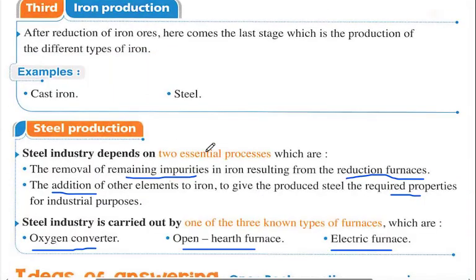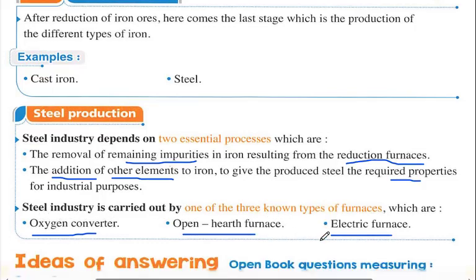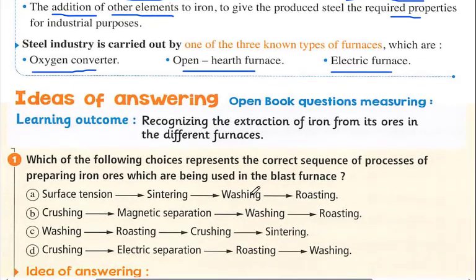so here in production, we get rid of the remaining impurities inside the iron and add some elements to improve the character and properties of iron. Then the steel industry is carried out by the oxygen converter, open hearth furnace, or electric furnace. So let's have some questions.